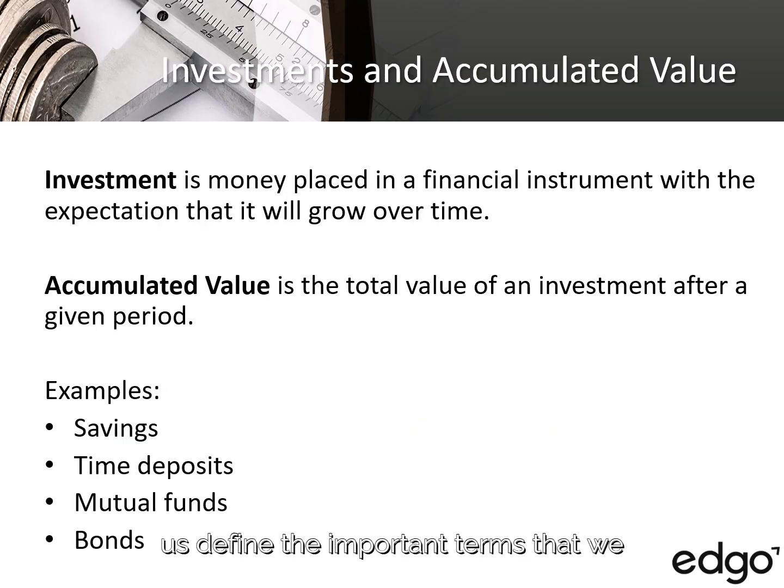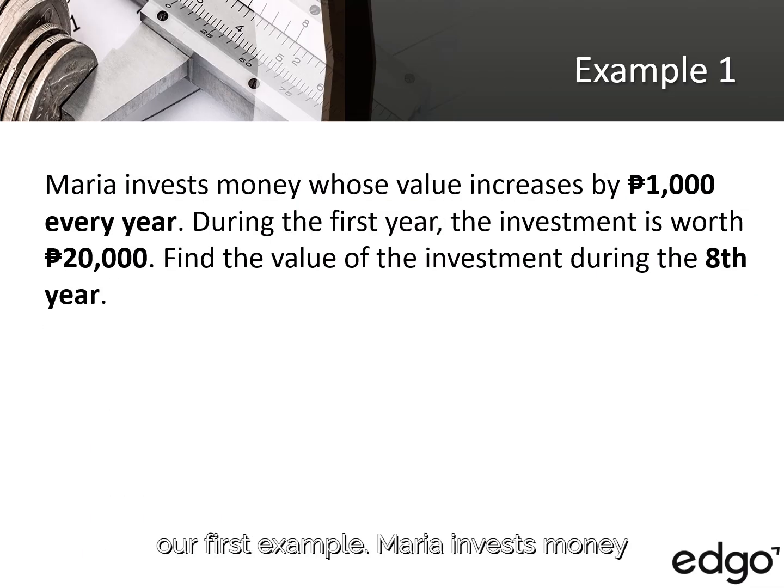Now let us define the important terms that we will use throughout this lesson. An investment is money placed in a financial instrument with the expectation that it will grow over time. Some common examples of investments are savings accounts, time deposits, mutual funds, and bonds. As your investment grows over time, its value changes from one year to another. Sometimes we are interested in knowing the value during a particular year. At other times, we are interested in knowing the accumulated value from the first year up to a certain year. Throughout today's lesson, always pay close attention to what the problem is asking because that will help you decide which mathematical formula to use. Let us solve our first example.